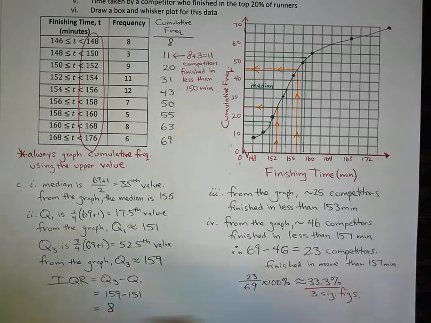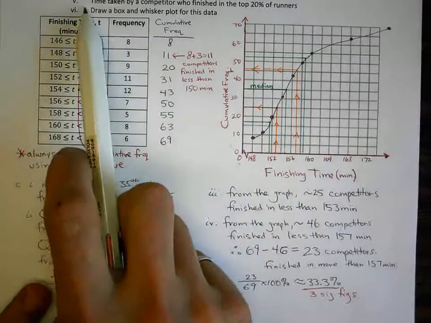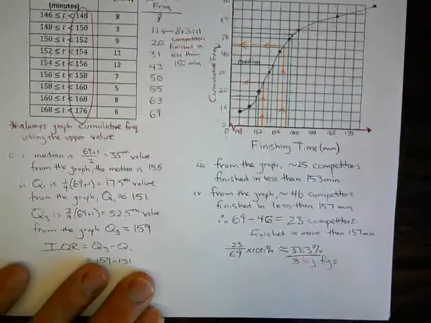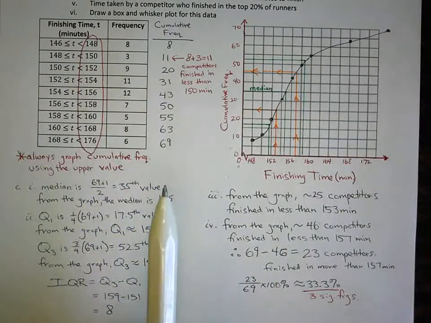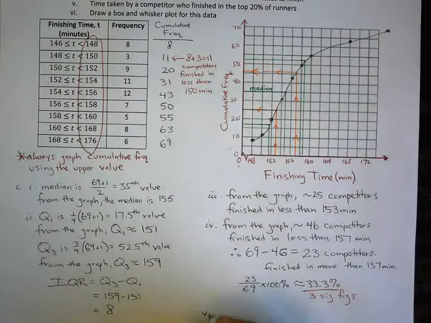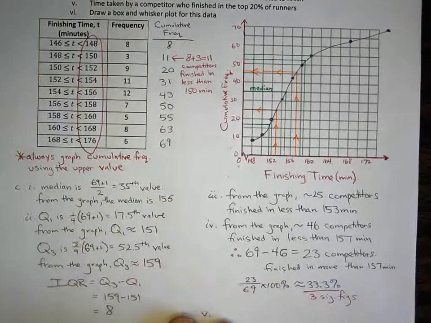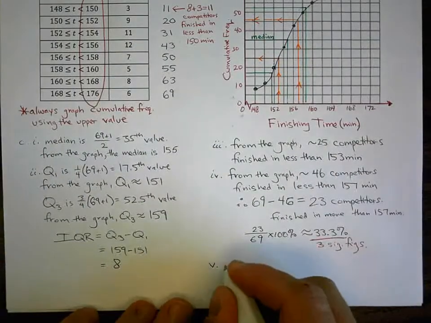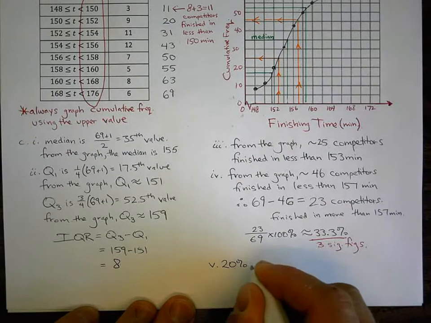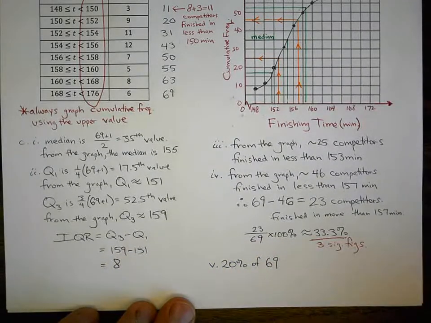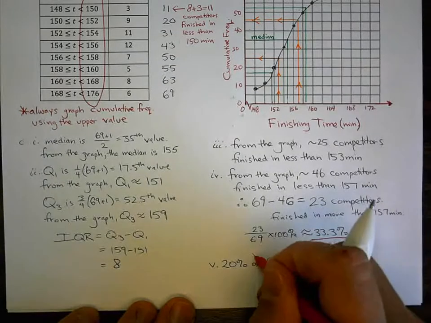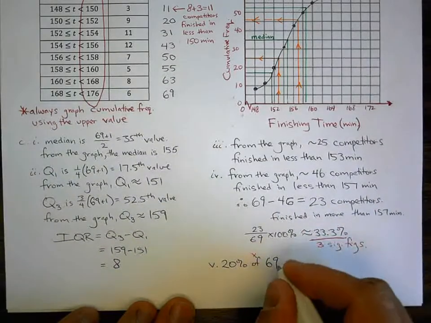Okay, we're almost done. Oh, number 5. The time taken by a competitor who finished in the top 20%. Okay, well, now we have to work backwards. The top 20% of 69. Well, remember, in math class, of means multiply. So what's 20% of 69 mean?